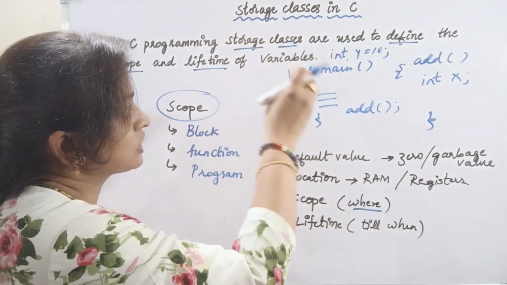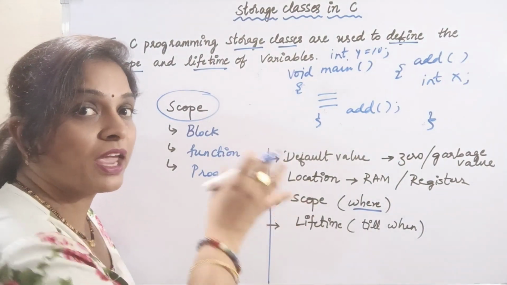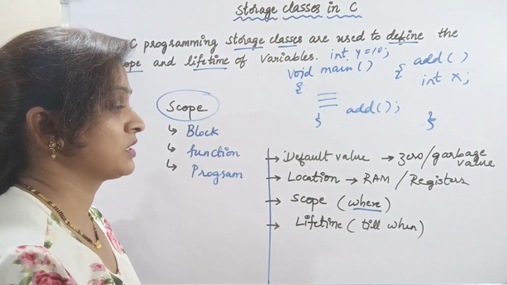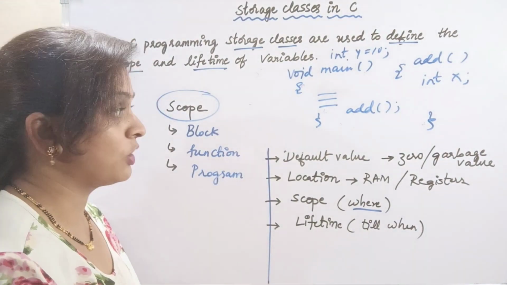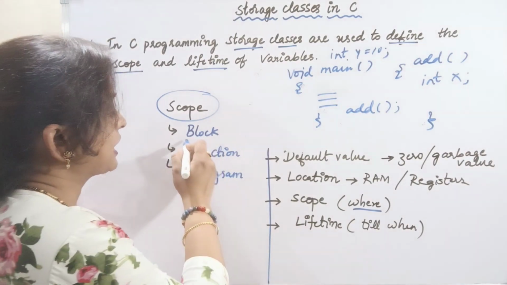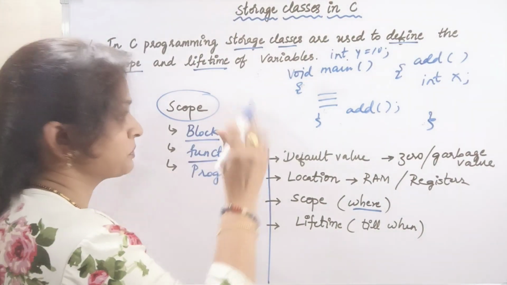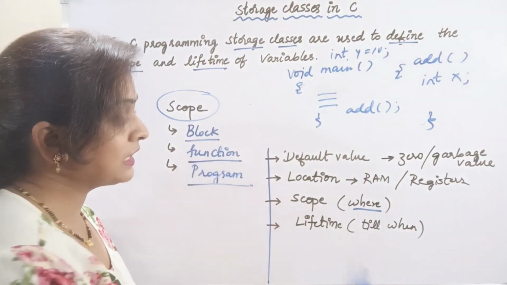So the storage classes specify all these things: where we can access, until when we can access, what will be the default value, and where it is actually stored. So scope, in a sense, means it can be accessed within a block, within a function, or throughout the program. Then lifetime.